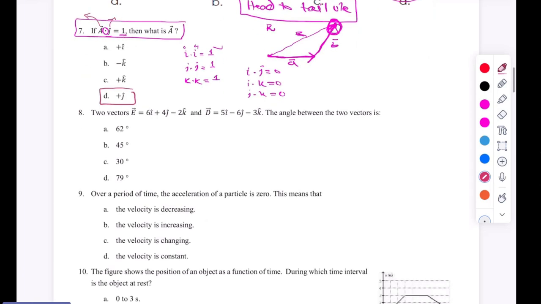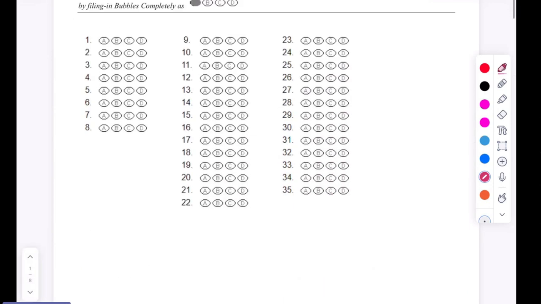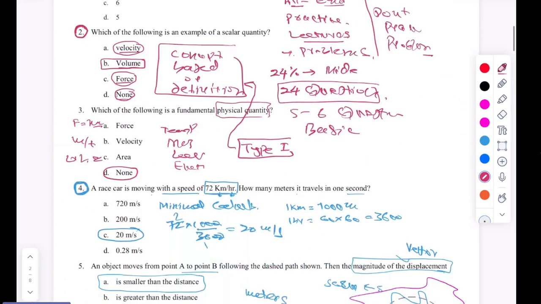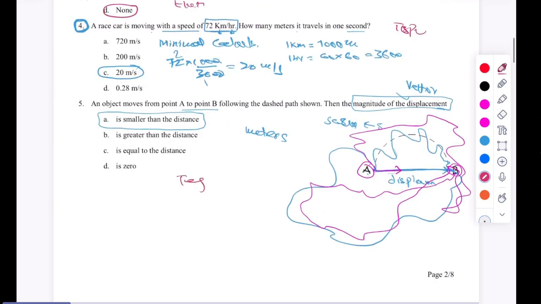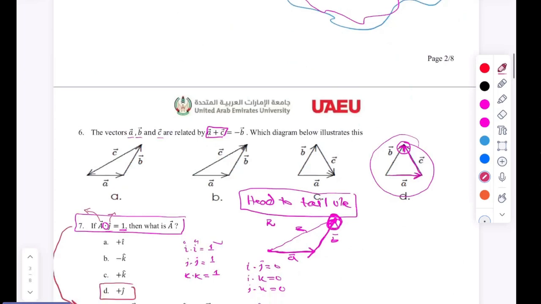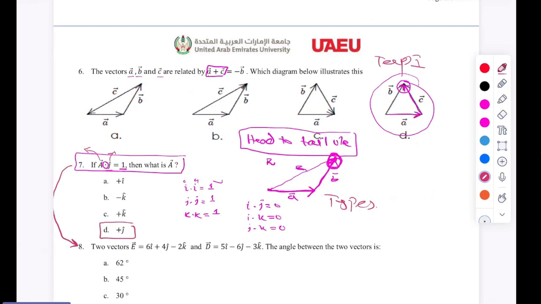Now, next we move to the next question, which is related to the dot product. Doctor, will most questions be like this in the midterm? Yes, so it's the midterm exam of spring March 2023. The exam will be like this. There will be some type 1 questions and some type 2 questions. This is type 1, this is also type 1, this is type 2, with minimal calculations.